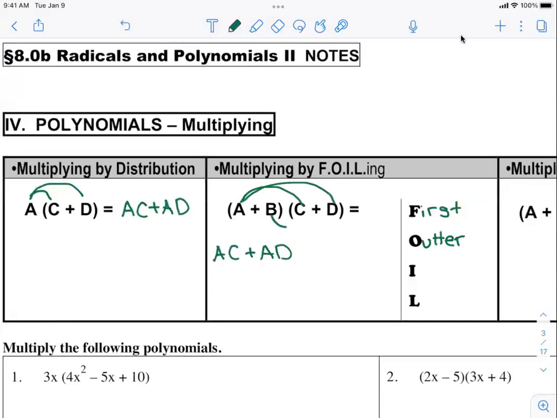Then you would do B with both of the terms. So then you would do the inner terms. B times C is BC. And then L is the last terms in each of the 2 sets of parentheses. And B times D is BD. And then if possible, you would try to simplify.